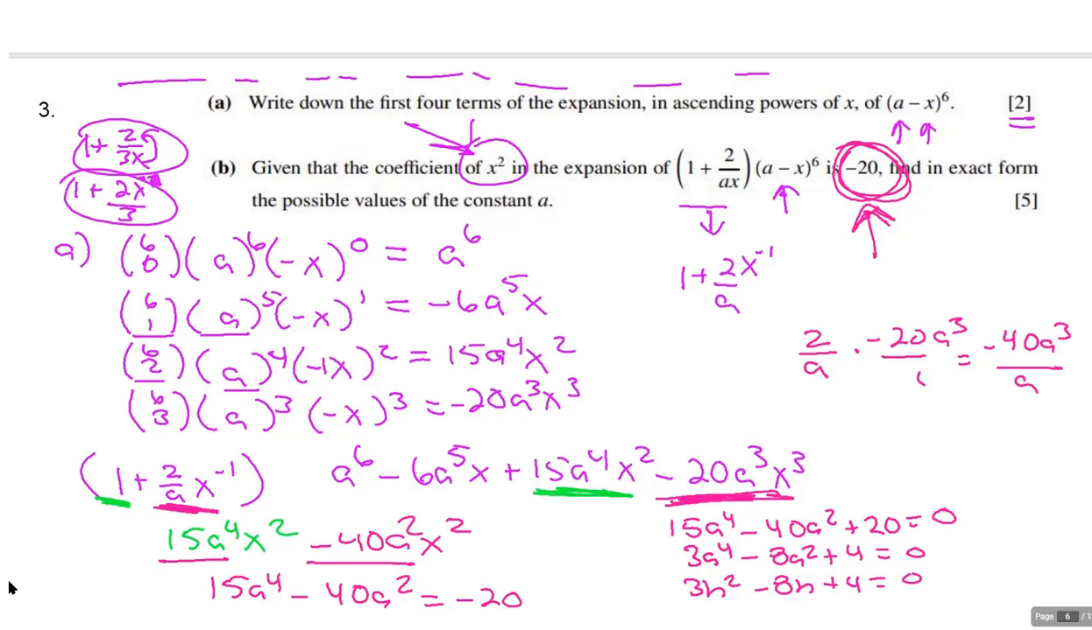If I were to use factoring, what's 3 times 4? 12. And then negative 8 on the bottom. And then I divide by the 3. What are two numbers that multiply to 12 and add to negative 8?